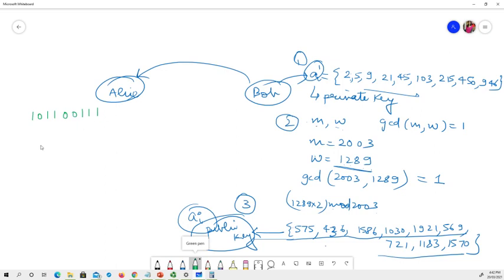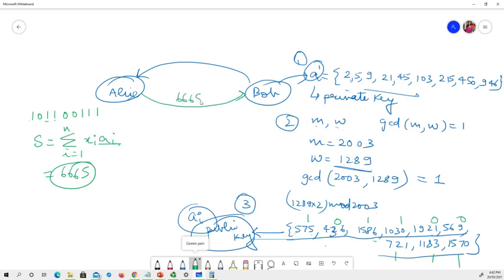1011001111. So what it will do is calculate the sum, which is summation of i equals 1 to n of xi into ai, where this would be 575 into 1, plus 0 into 436, plus 1 into 1586, plus 1 into 1030, plus 0 into 1921, and so on for 1011001111. If it does this, it will get 6665. Alice will send this 6665 to Bob. So this is now encrypted, and this encryption would be provided to Bob.